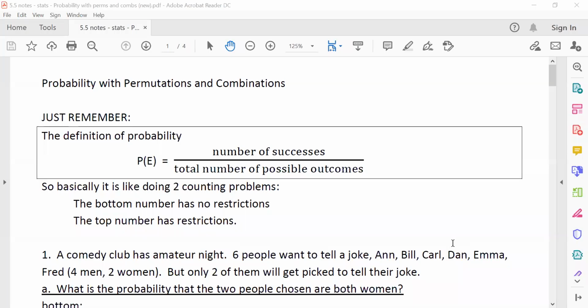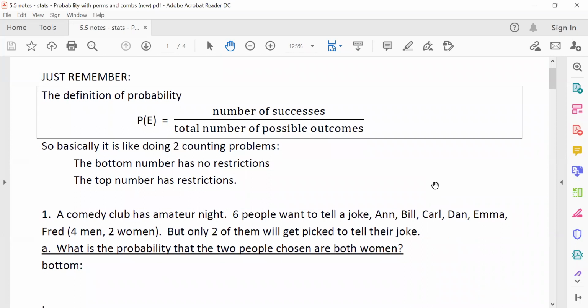So the last battle here over chapter 5. We're going to bring probability into the mix. We're going to talk about probability and how it's related to permutations and combinations. Remember our very basic definition of probability: if you want to find the probability of an event, you count up the number of ways that your event could take place. We call that the number of successes, the number of successful outcomes related to your event. And you divide just by the total number of possible outcomes.